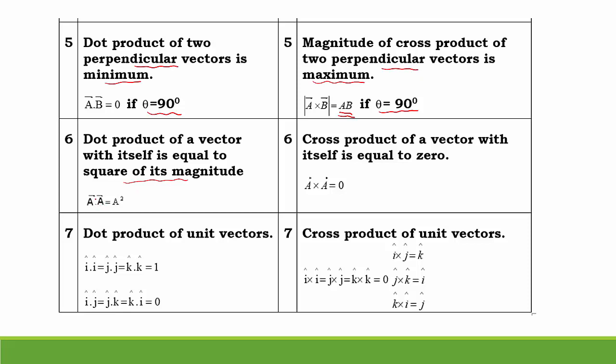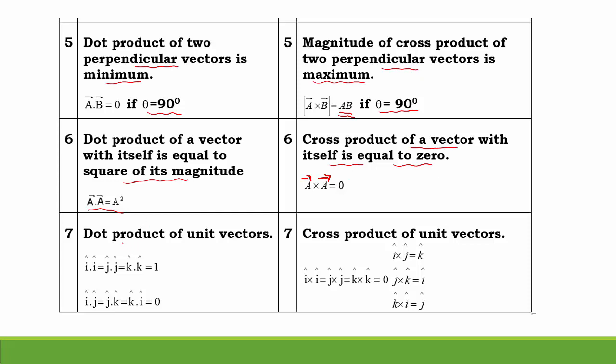Then the sixth difference: dot product of a vector with itself is equal to the square of its magnitude. Vector A dot A gives A square. When a vector is multiplied by itself, the answer is the square of its magnitude. But cross product of a vector with itself is equal to 0. When we multiply A cross A, B cross B, the result is 0 because of its direction.